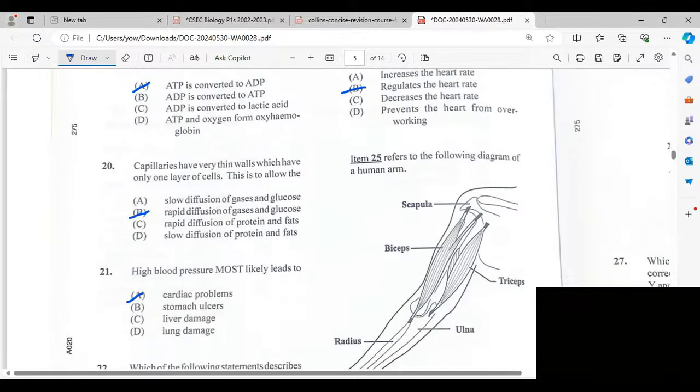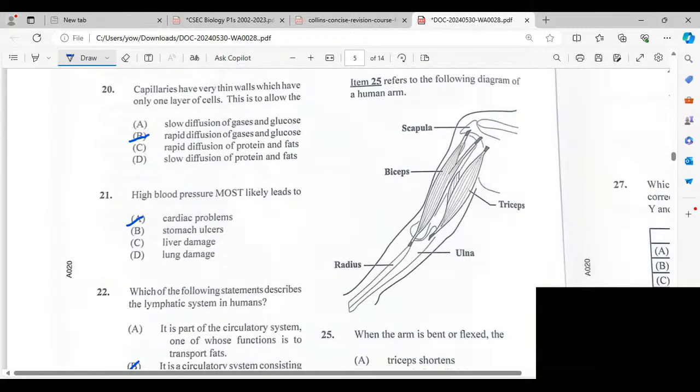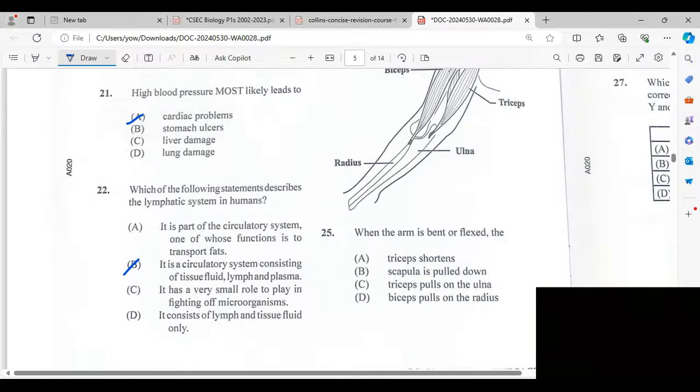All right. 25 refers to the following diagram of the human arm. When the arm is bent or flexed, the tricep shortens. Can't be. When the arm is bent or flexed, the tricep would be extended. Scapula is pulled down. No. When the arm is flexed, the tricep pulls on the ulna. No, because it would be relaxed. It wouldn't pull. So therefore, the biceps will be doing the pulling. The bicep would pull because it is the one being flexed. So D for 25.